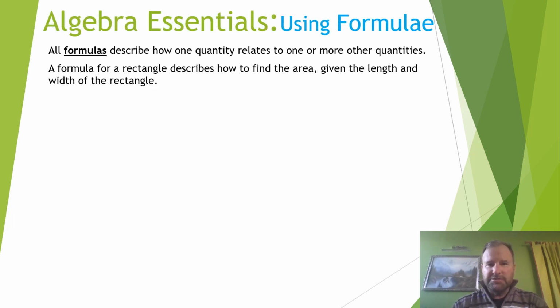So all formulas describe how one quantity relates to another or more quantities. A formula of a rectangle describes how to find the area of a rectangle given the length and the width of the rectangle. You may also find the perimeter. Here's the formula: A equals L times W.